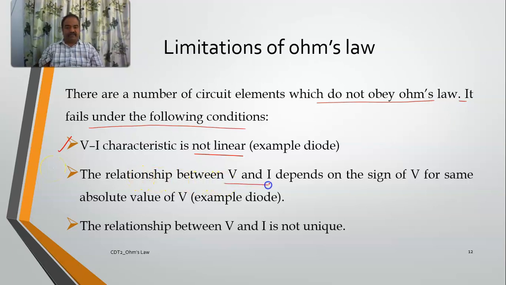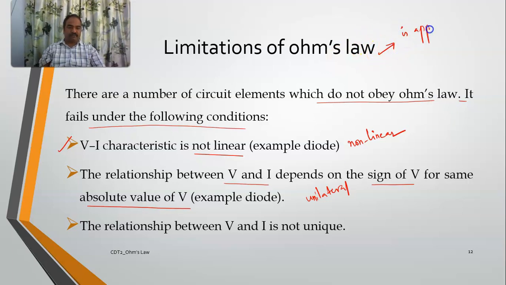The relationship between V and I depends on the sign of V for the same absolute value of V, which means that if it is a unilateral element, then it is not applicable. If the relation between V and I is not unique, in that case also it is not applicable. So we can say that Ohm's law is applicable to linear elements and bilateral elements only.